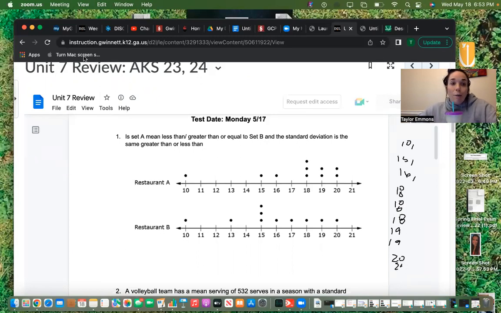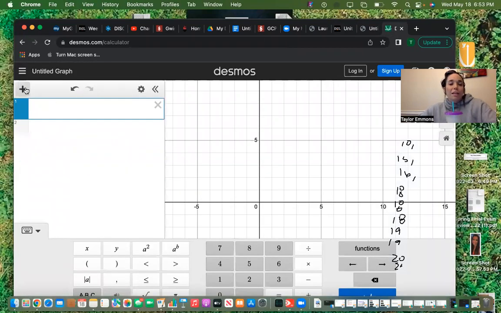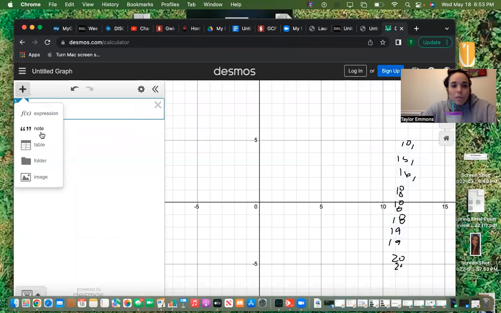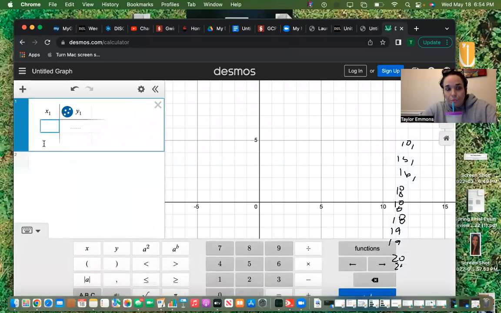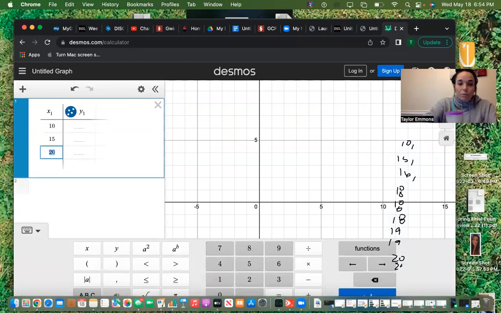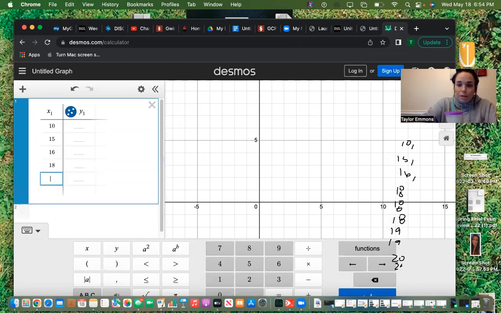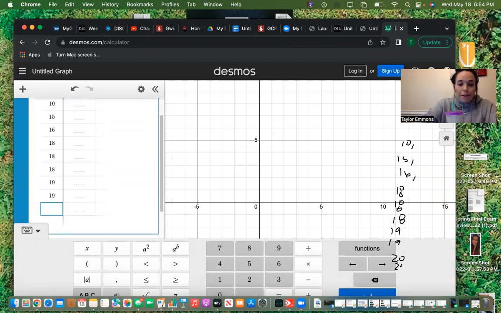I'm going to go into Desmos because I'm not doing this by hand. I'm going to hit this little plus sign and hit table. I'm going to type each one of those numbers into this list. So we got 10, 15, 16, 3 18s, 2 19s, and then 2 20s. Is that right? 1, 2.